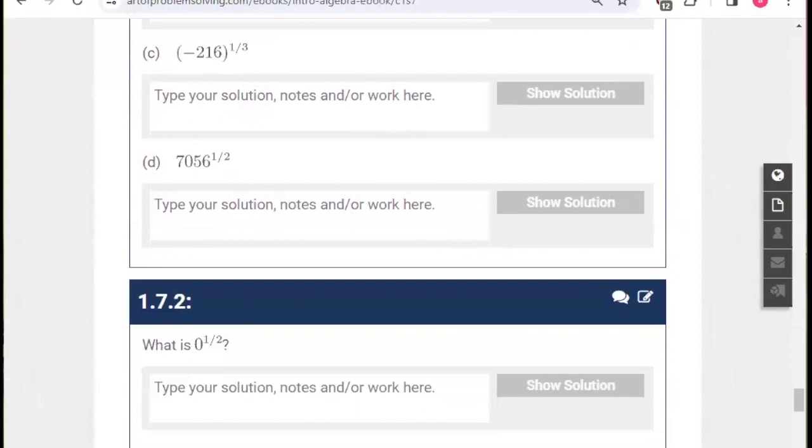7,056 to the 1/2 power. So, what do you think about that? I don't know. It means the square root of that, doesn't it? Yeah. So, do you have a calculator by hand? I think I learned a trick on how to find the square root of a number. How would you do it?